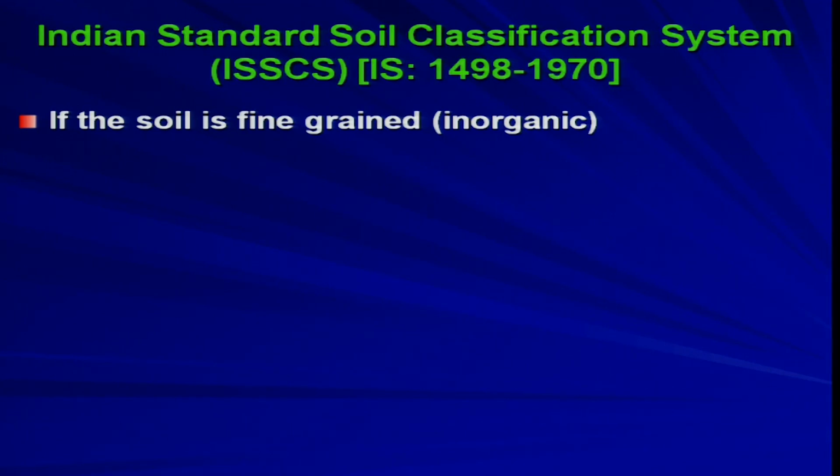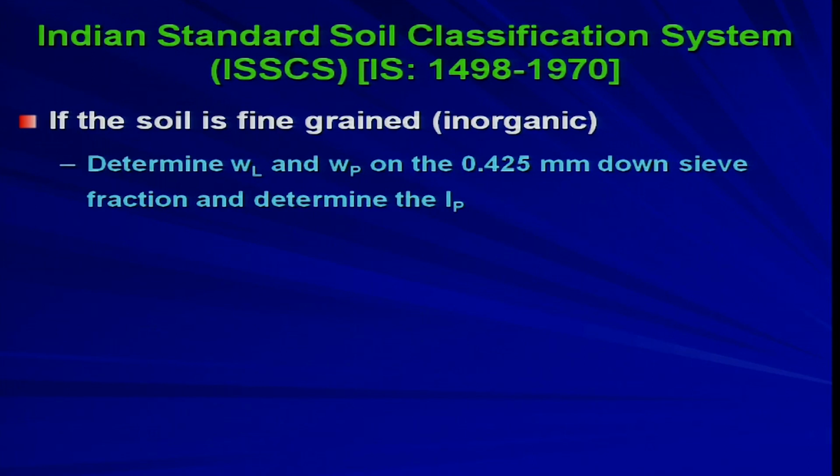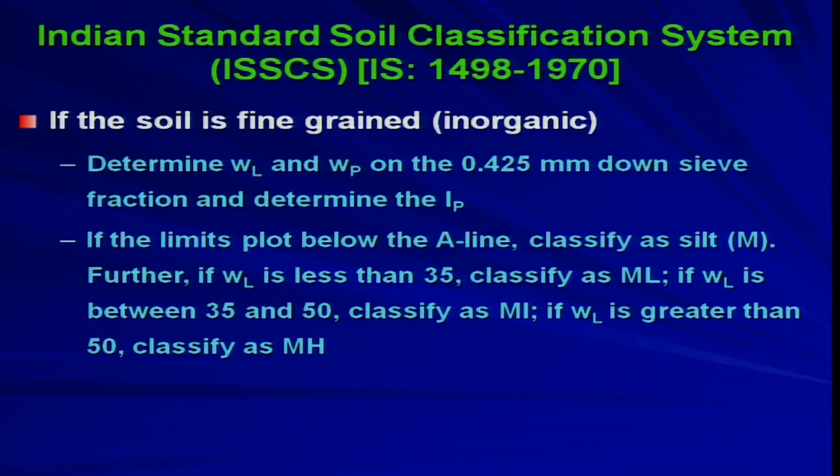So, if the soil is fine grained inorganic, determine the liquid limit and plastic limit on the 425 micron down sieve fraction and determine the plasticity index. So, you perform the liquid limit test and plastic limit test to obtain the liquid limit and plastic limit and the magnitude of plasticity index, and then if the limits plot below the A line, then classify as silt. As we have seen, we have discussed enough on the plasticity chart.